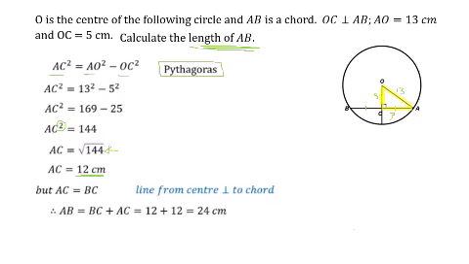Now we know the value of this side. We calculated the value of this. This is 12 centimeter, and we said that AC is equal to BC, the reason was line from the center perpendicular to the chord. That means that AB is equal to BC plus AC, which will be your 12 plus 12. The final answer is your 24 centimeters.